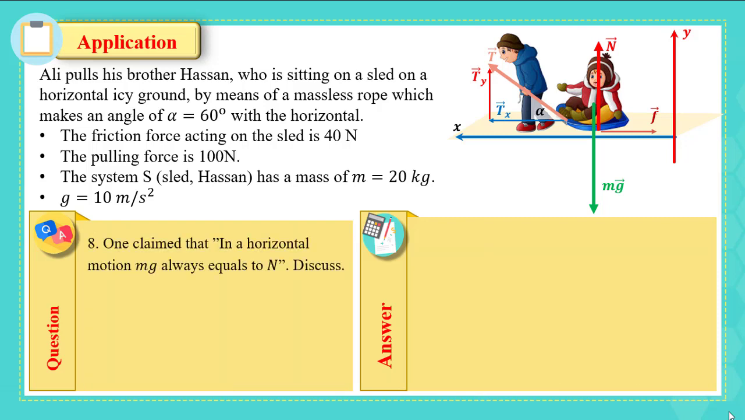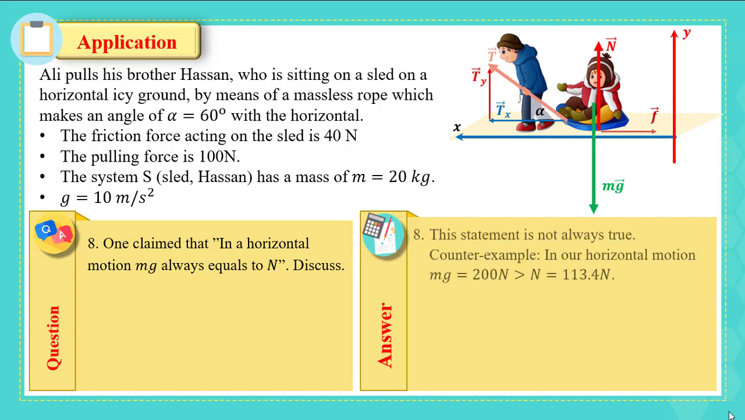Question 8. One claimed that in a horizontal motion, mg always equals N. Discuss. What do you think? Actually, this statement is not always true. Counterexample. In our horizontal motion, mg equals 200 newtons, which is greater than 113.4 newtons, the value of N.